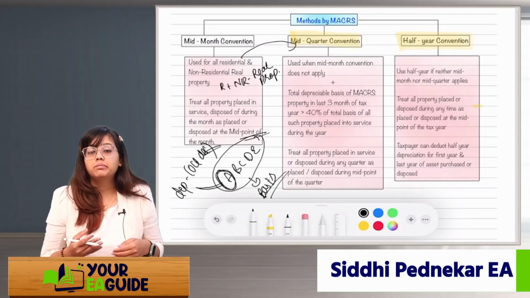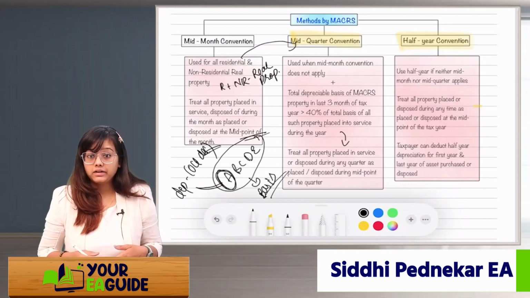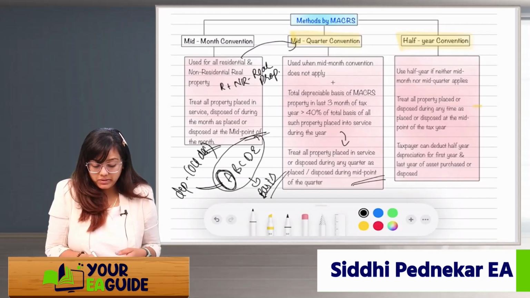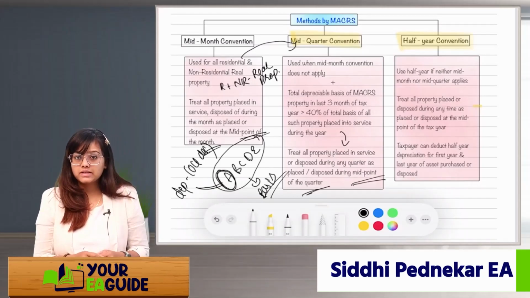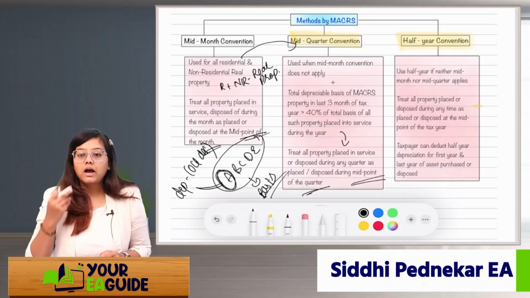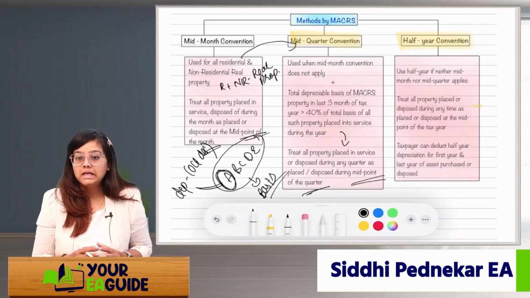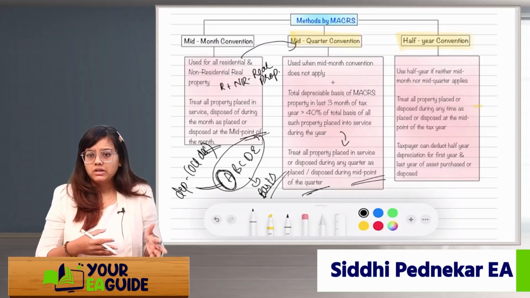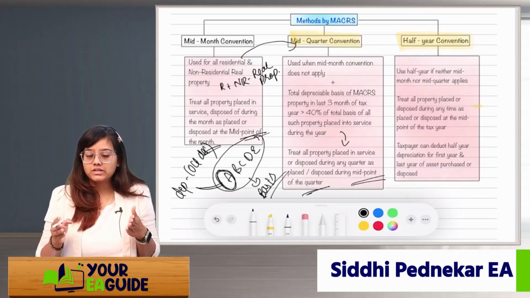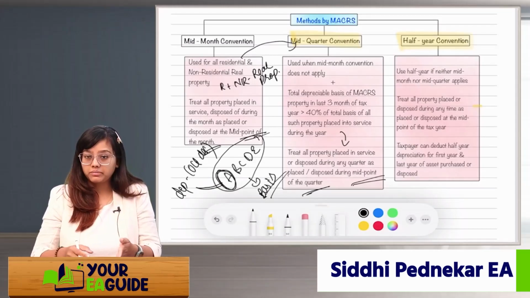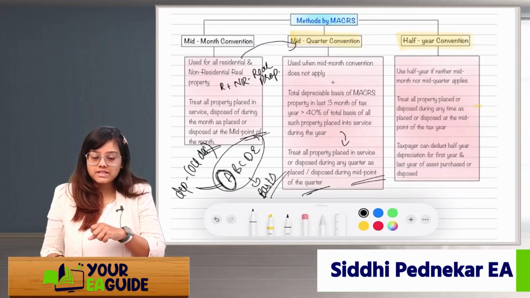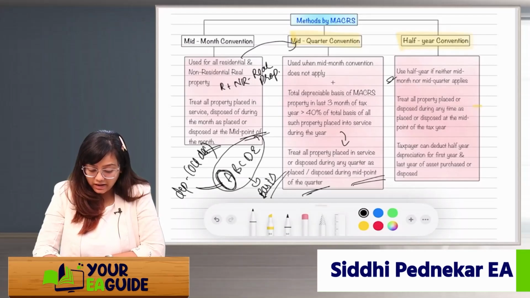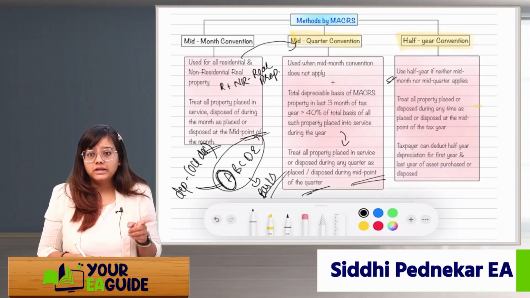Right? And if it falls under the mid-quarter convention, what will happen is we will treat all the property placed in service or disposed of during any quarter as placed or disposed of during the midpoint of the quarter. This is the mid-quarter convention. Next is the half-year convention. What do you mean by half-year? Simply the name itself says that whenever you have purchased the asset, whether it's at the start of the year or at the end of the year, it will be considered as purchased in the middle of the year. It uses half-year if it is neither mid-month nor mid-quarter.